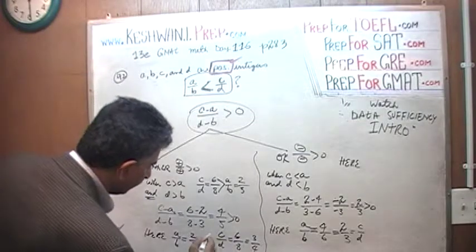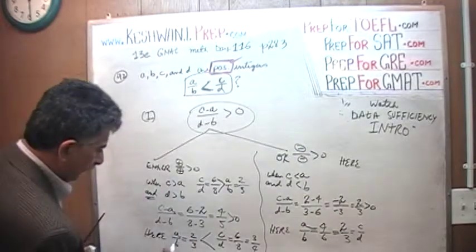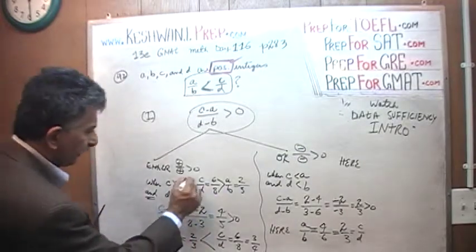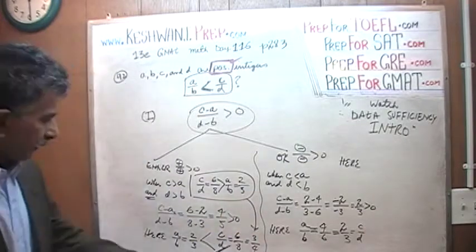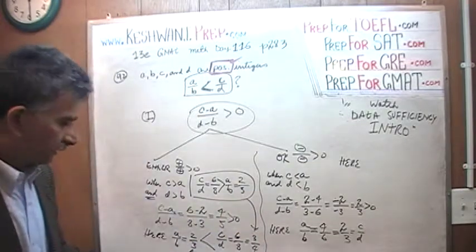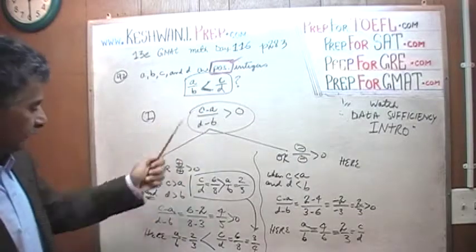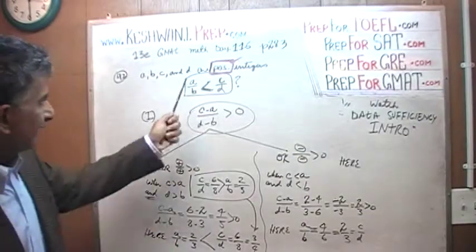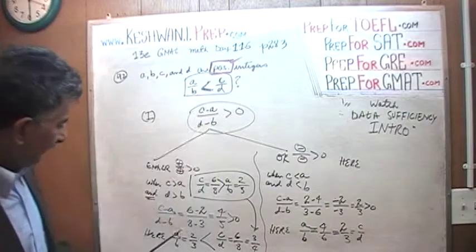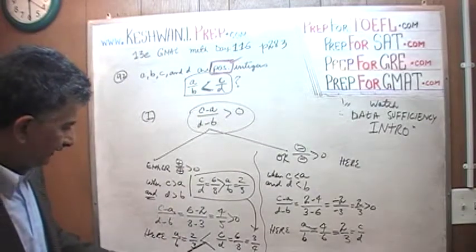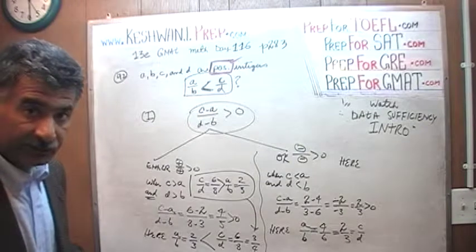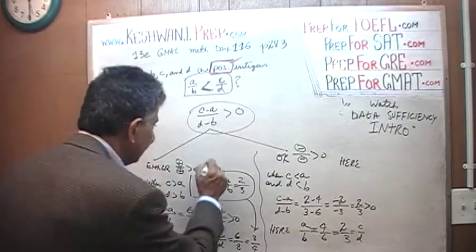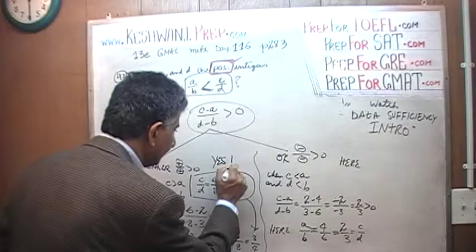c over d is greater than a over b. Here I have it written down in the opposite way. But 3 quarters, of course, as you can see, is greater than 2/3. The question here is, is a over b less than c over d? Is a over b, which is 2/3, less than 3 quarters? 2/3 is less than 3 quarters. So here, in this scenario, the answer turns out to be yes.